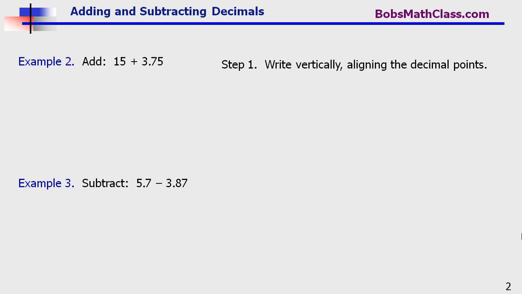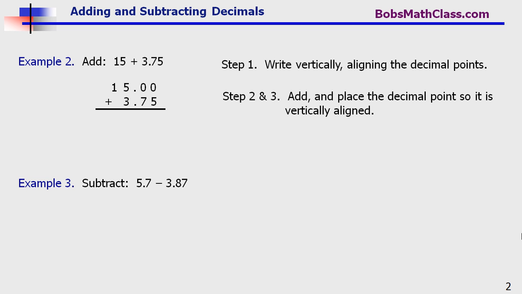Okay, so let's get started. Number 1, write it vertically. And again, align the decimal points. And the decimal point for the 15 is after the 5. I put 2 zeros there just because the bottom number has 2 numbers after the decimal point. Okay, go ahead and add the numbers and then put down your decimal point. So there's no carrying over in this problem, so the answer is just 18.75.